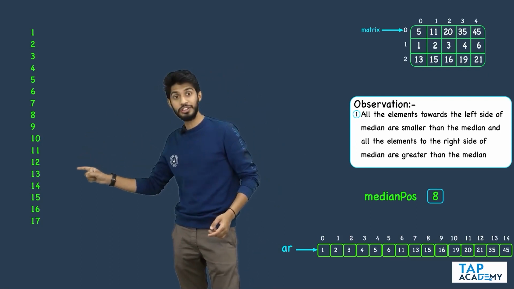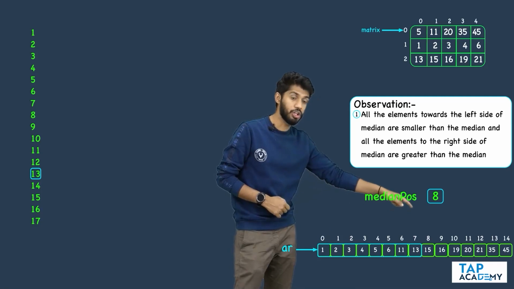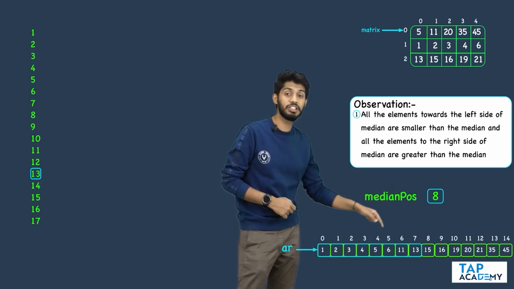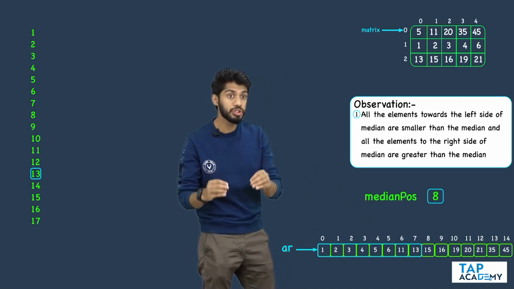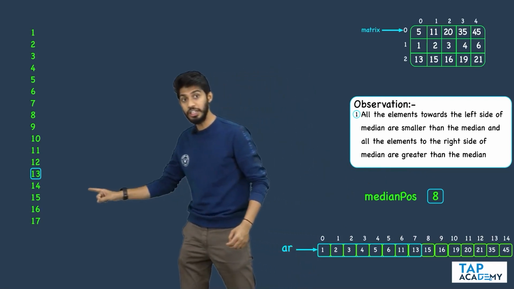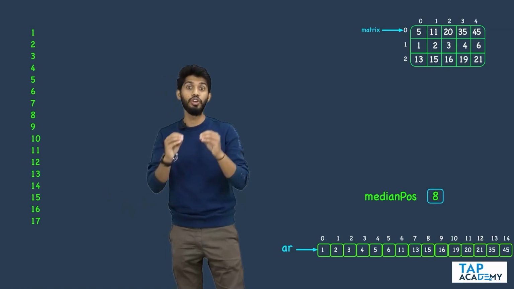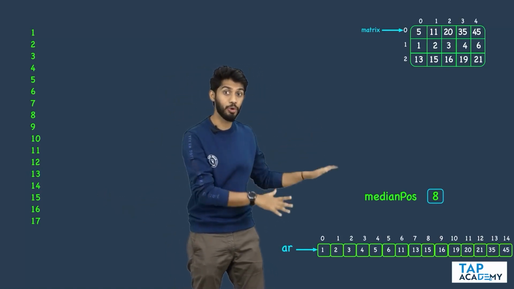Now I will check with 13. If you observe in this particular array, there are actually 8 elements which are less than or equal to 13. And what is the median position? 8. So what is your answer? 13 is your answer. So 13 is actually your median. That is what you have to say. So this is the approach.